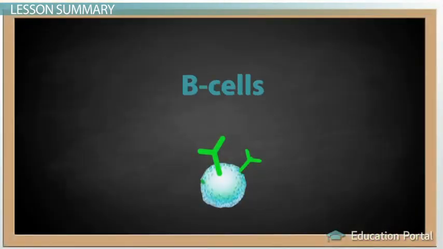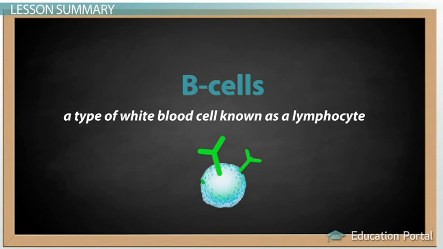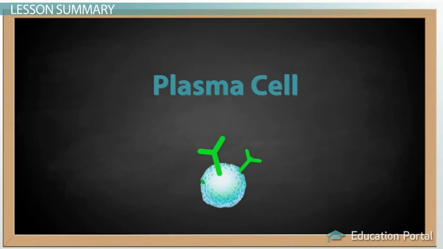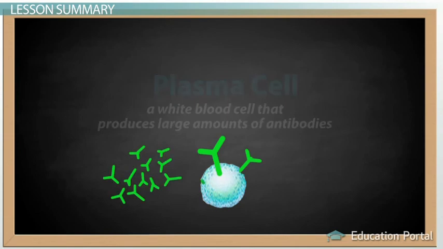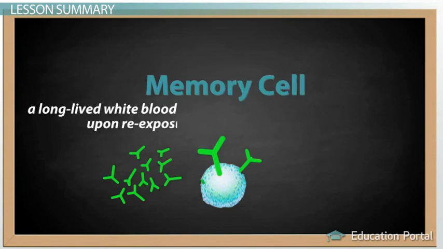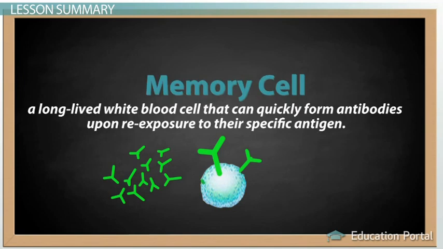Recall that B cells are a type of white blood cell known as a lymphocyte. Once triggered, a B cell can become a plasma cell, which is a white blood cell that produces large amounts of antibodies, or a memory cell, which is a long-lived white blood cell that can quickly form antibodies upon re-exposure to their specific antigen.